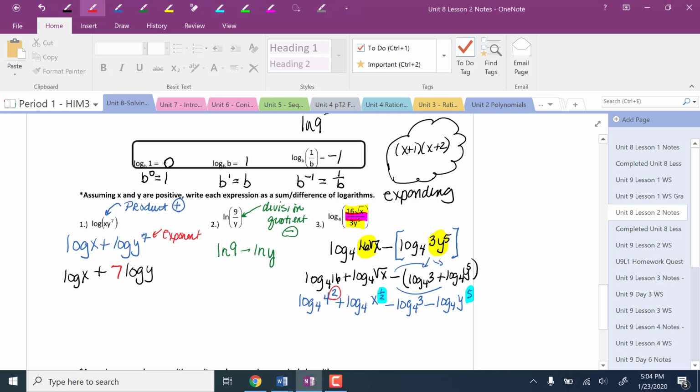What exponent do I put on a 4 to get 4 squared? Well, this is worth 2. And then I bring that 1/2 out front. And then I have log base 4 of 3. Bring this one out front, 5 log base 4 of y.